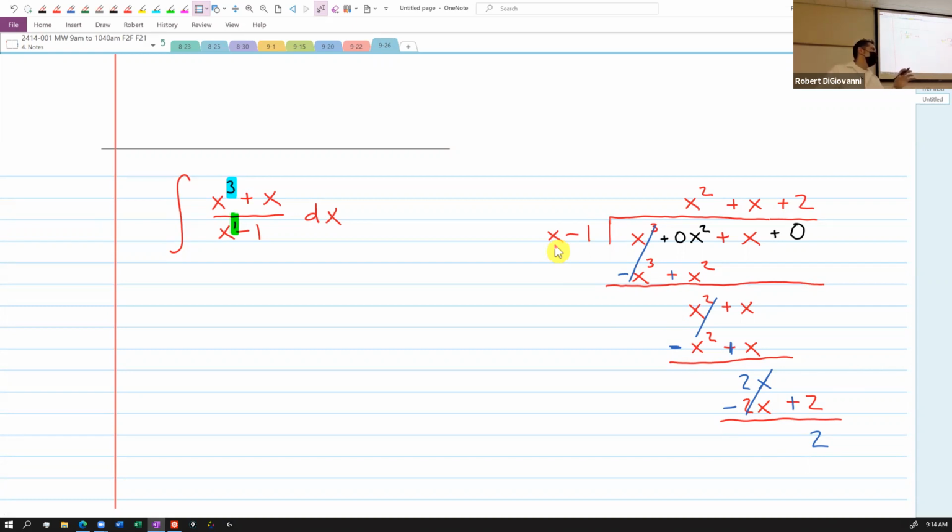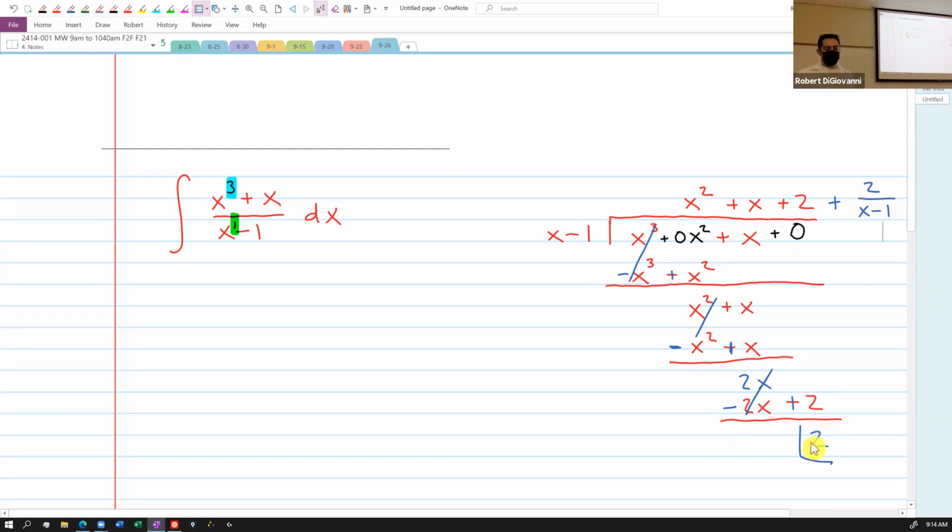Well, how do I say it? It has to be a term of a polynomial. It can't be a fraction. Okay, so at this point I stop, and this is my remainder, right? So I take my remainder, which is 2, and I put it over the divisor, which is x minus 1.